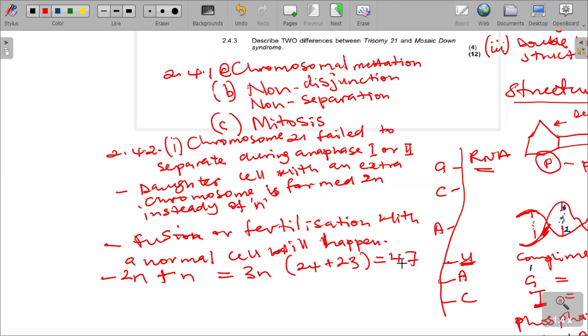So in that case, what we are saying is that this non-separation of a cell, or process of non-disjunction, took place in anaphase 1 or 2, resulting in a trisomy condition.